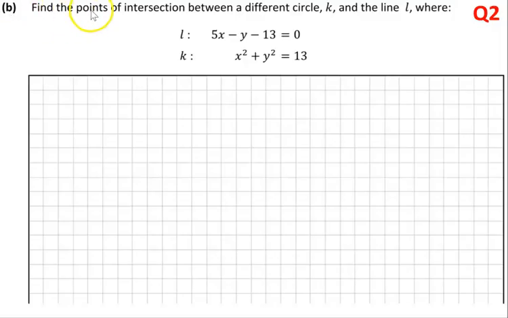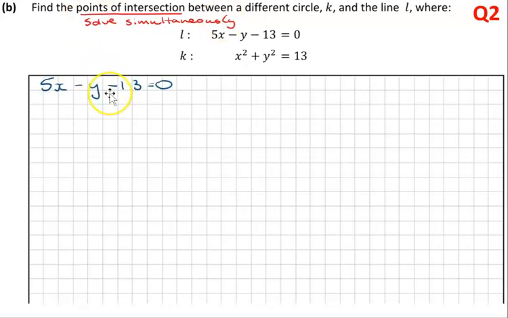B. Find the points of intersection between a different circle K and the line L, where L is 5x minus y minus 13 is equal to 0, and K is x squared plus y squared equals 13. So what we're trying to do here is solve simultaneously. Find x and find y. So we start off by writing out the simpler equation, the one without the squared. So this is the line. 5x minus y minus 13 is equal to 0.